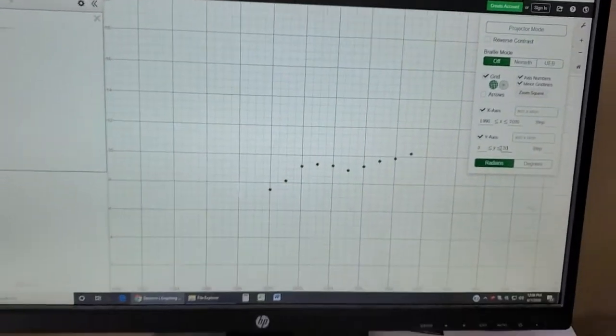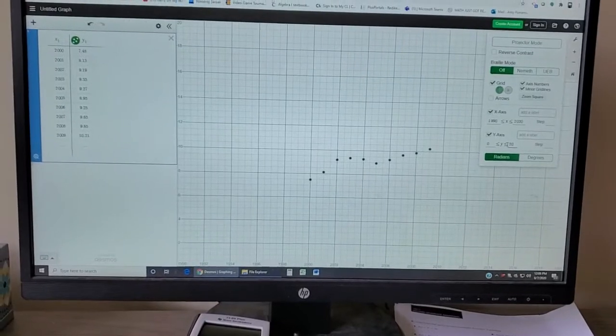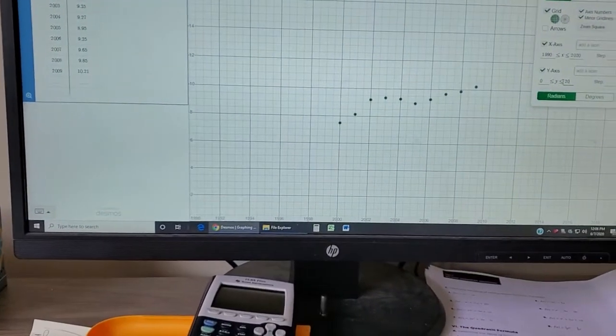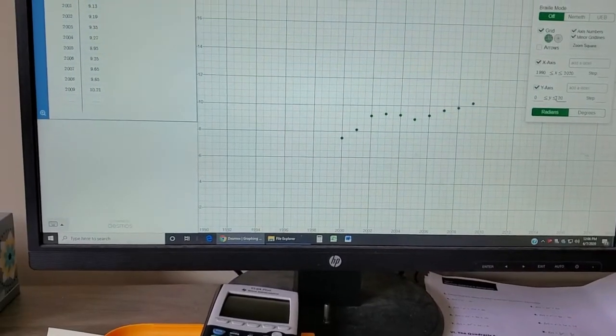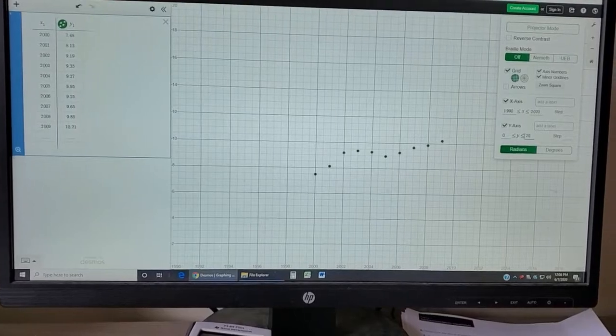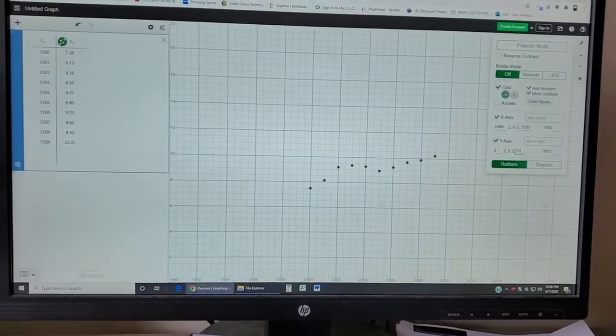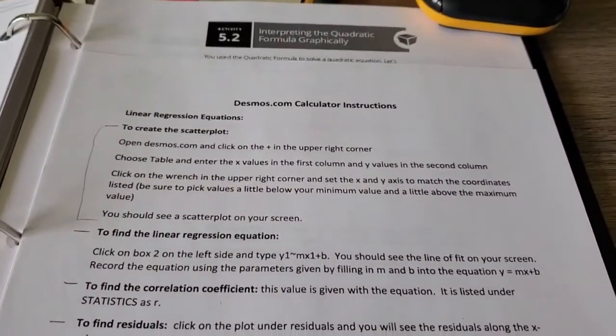And now you should see on your screen the data points. See them? And the numbers on the bottom show your scale. So we have 1990 over to 2020, and up the side we have from 0 up to 20, like we told it to do. And there's our data points. So now we want to create the line. So if you look on the calculator directions, it says to find the linear regression, click on box 2.